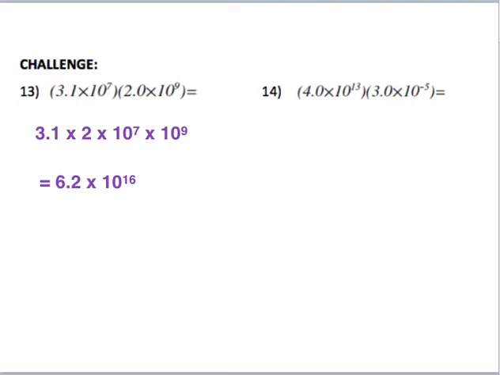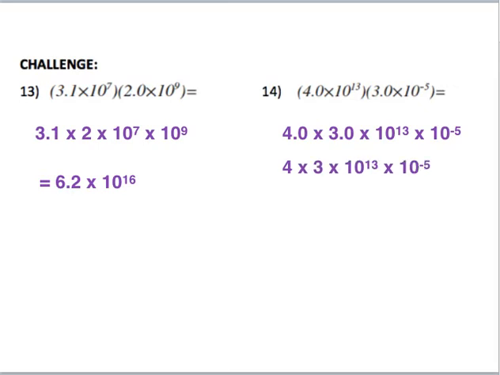Pause here and try number 14 on your own. So first off, you shuffled your numbers so that the coefficients were in front and then the tens with the powers were together at the end of the problem. Then you multiplied the 4 times 3. 4 times 3 got you 12. And then I want to point out that when you add these powers, 13 plus negative 5, it really works out to being 13 minus 5. So it'd be 10 to the power of 8.